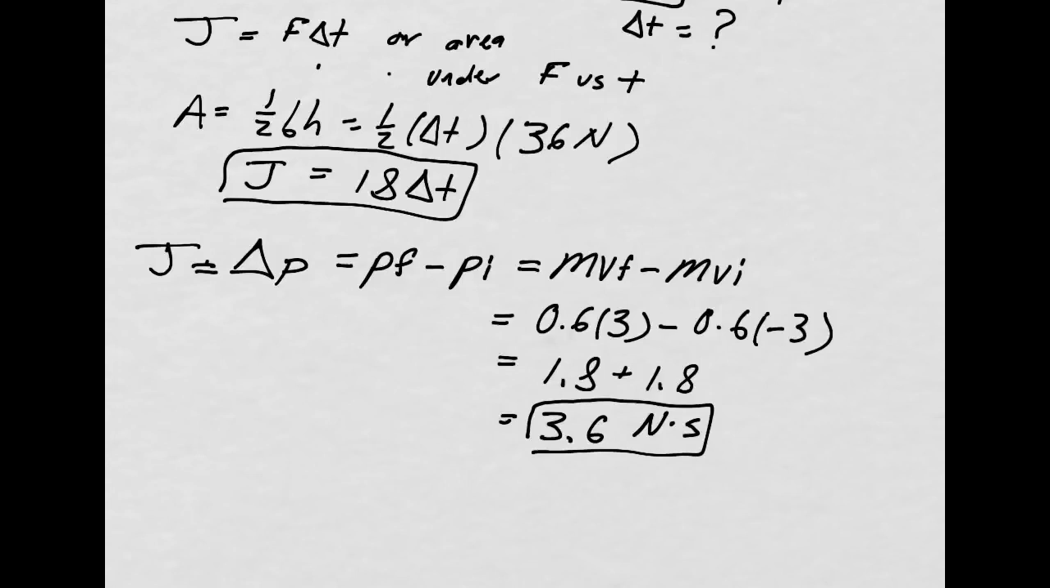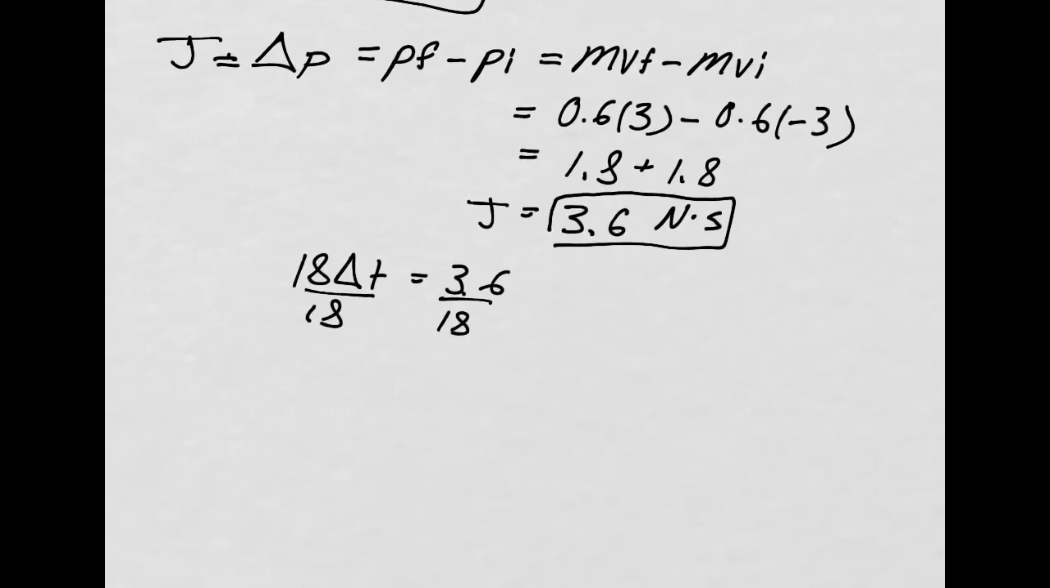They are equal to each other. So this is J here, and this is J here. So we have to set these equal to each other. 18 delta t is equal to 3.6. Divide both sides by 18. We get that delta t is equal to 0.2 seconds.